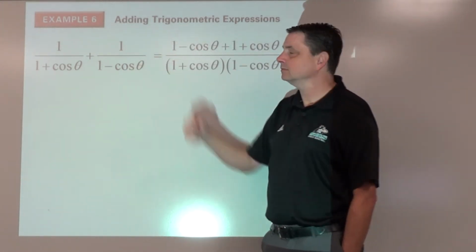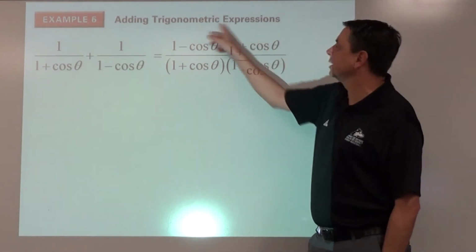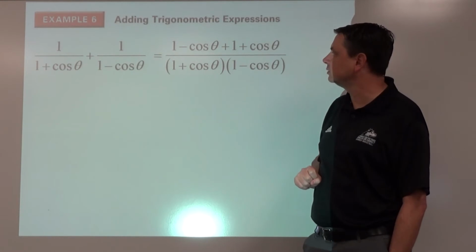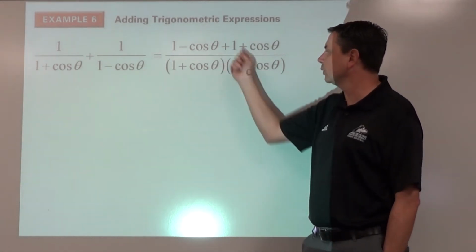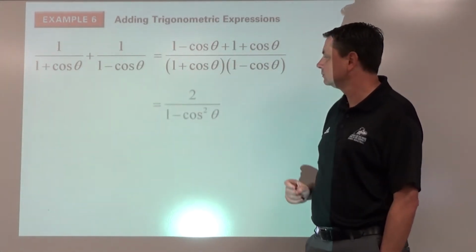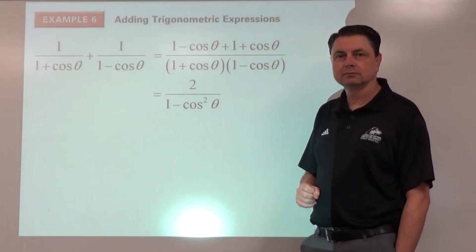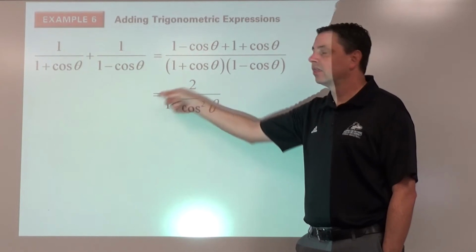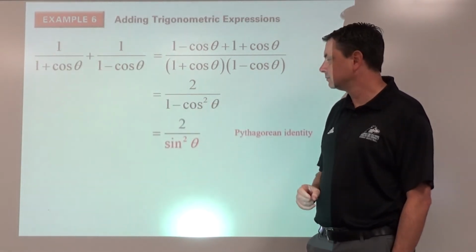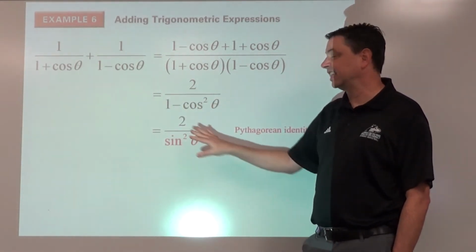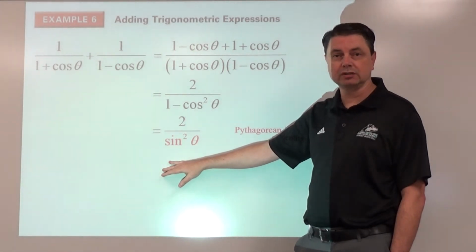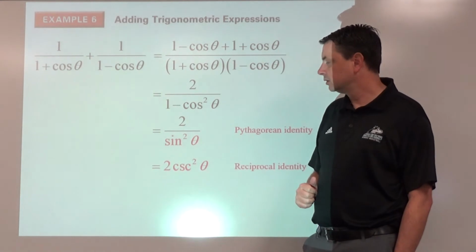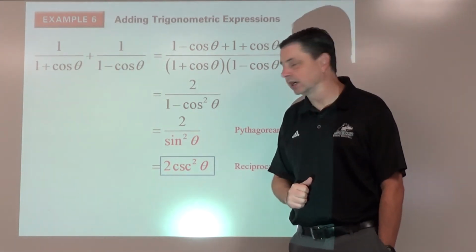And we are adding. We simplify up here. Cosine theta is going to cancel. We're going to get 2 over. We can multiply this as well. That's an identity. Pythagorean. That's sine squared theta. And then once again, we have a reciprocal situation. We can flip this up as its reciprocal. 2 cosecant squared theta.